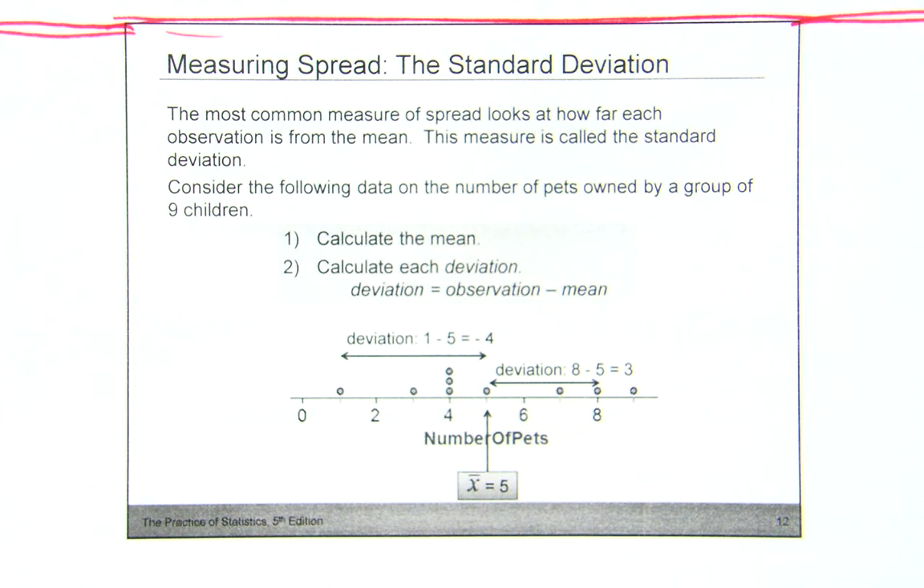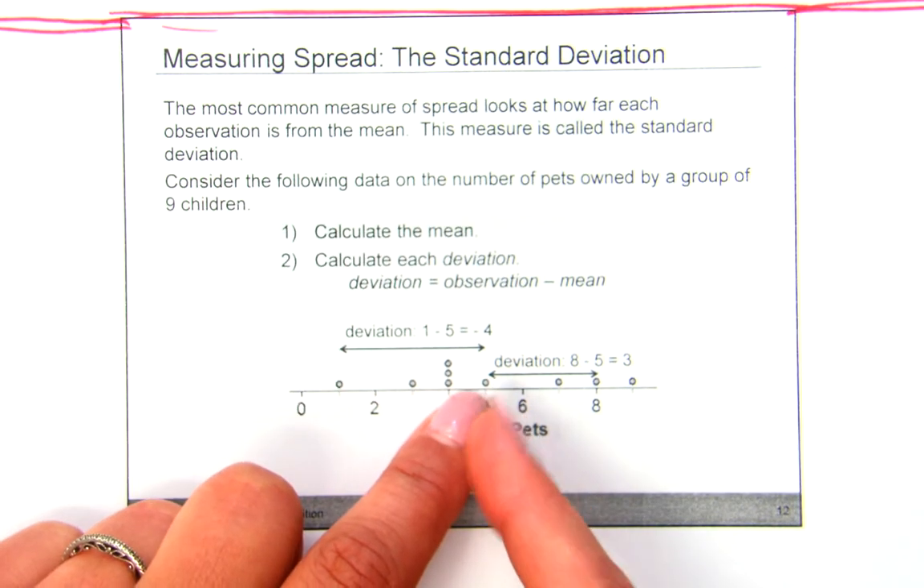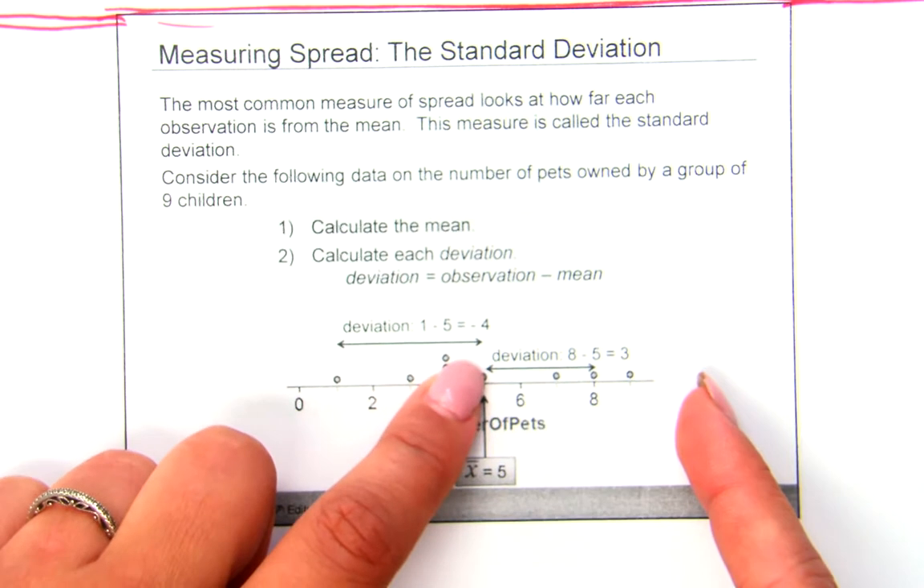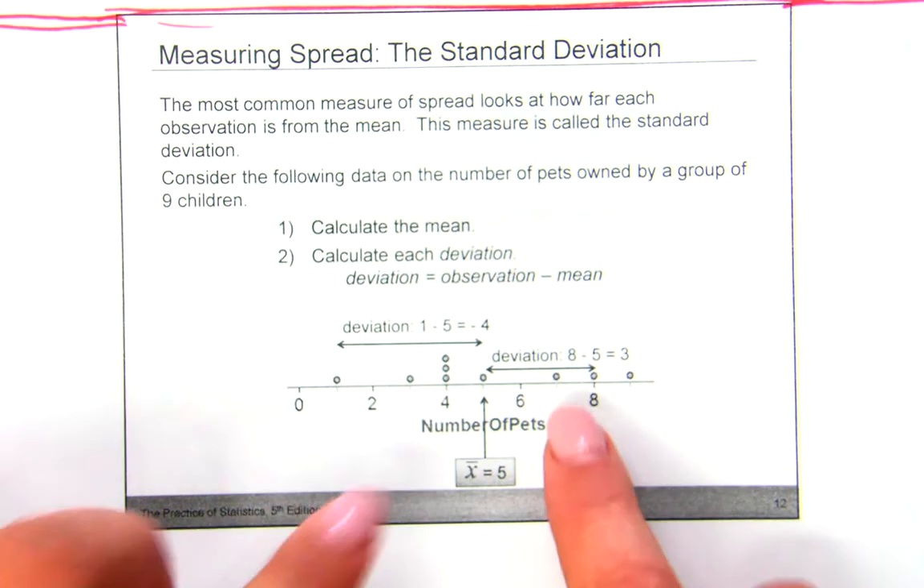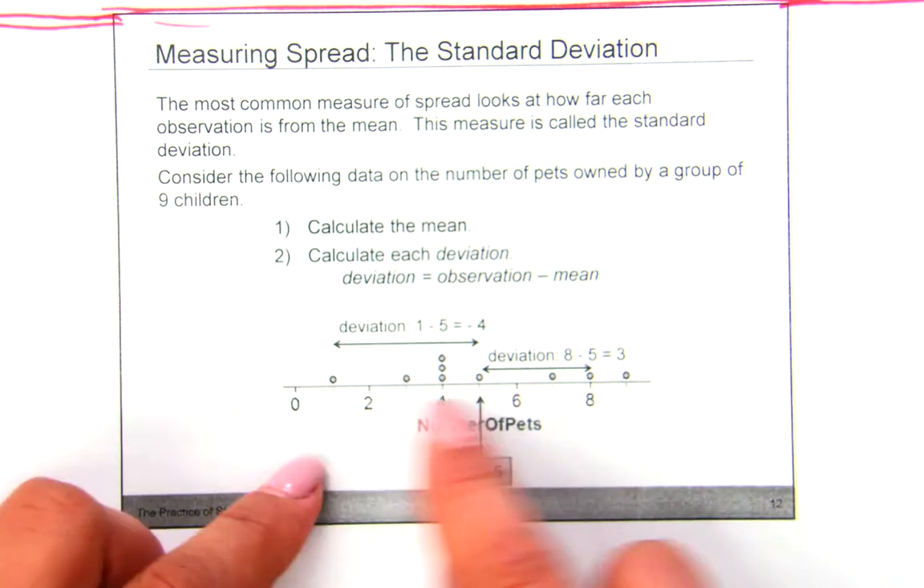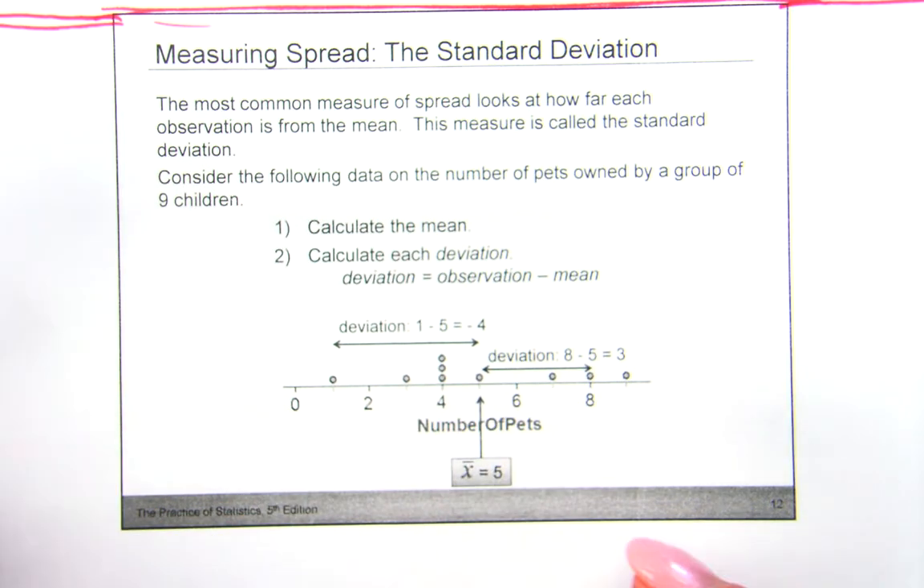It looks at how far each observation is from the mean. Okay, that's kind of important. We want to know how much of your data, so if your mean is a 5, how far out does your data go, what's the farthest it goes. Each point, how far is this point from the average? How far is this point from the mean? We want to know how far each data point is from the mean.